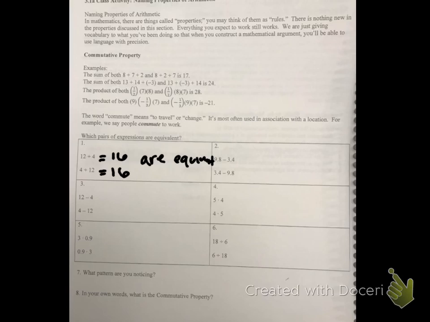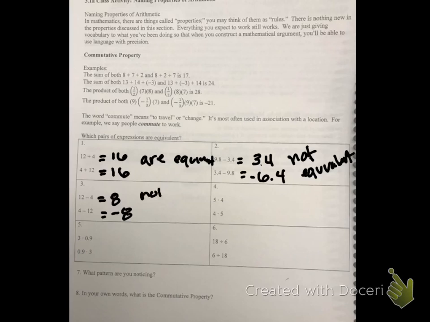Number 2. So 9.8 minus 3.4, we get 6.4. 3.4 minus 9.8 is negative 6.4. These are not equivalent. Okay, number 3, 12 minus 4 is 8, and 4 minus 12 is negative 8. These are not equivalent.